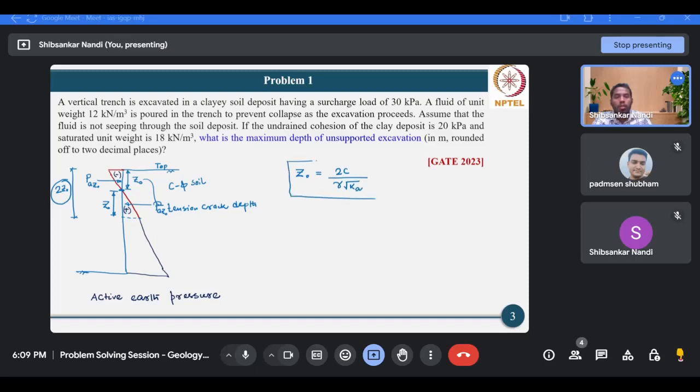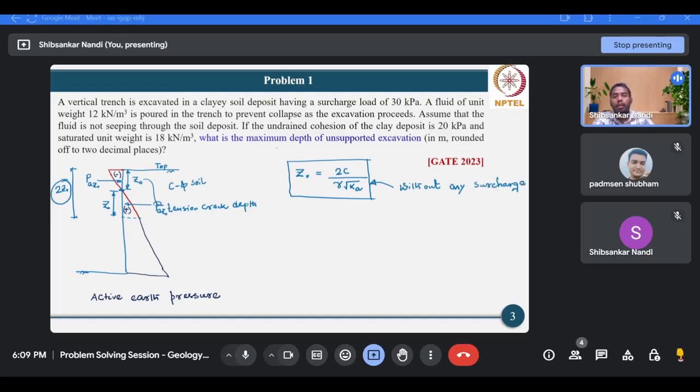This is the expression for the tension crack depth, but we have to keep in mind that this expression is valid only for a C-phi soil when there is no surcharge. Okay, first of all, there is no surcharge, without any surcharge.